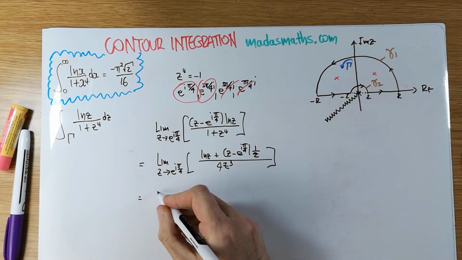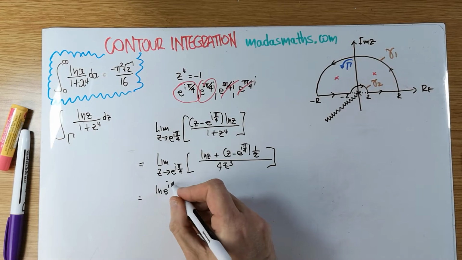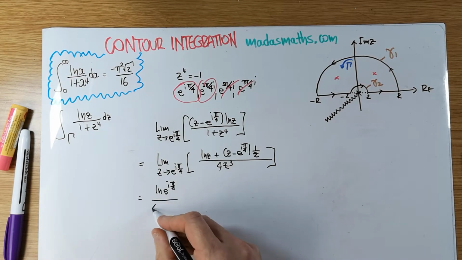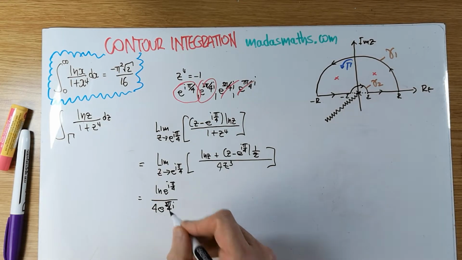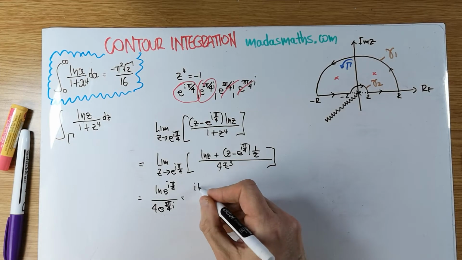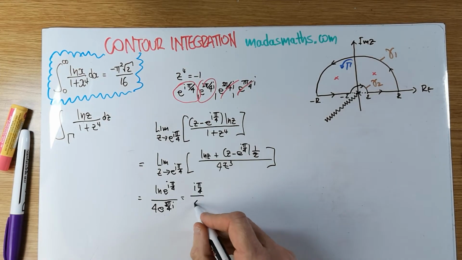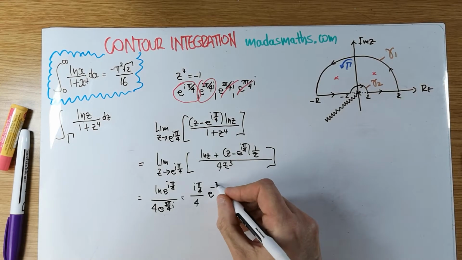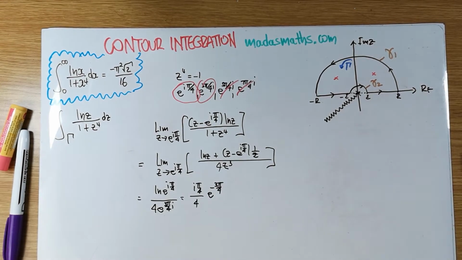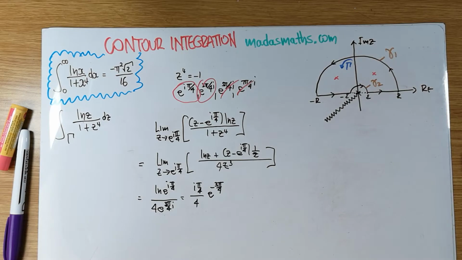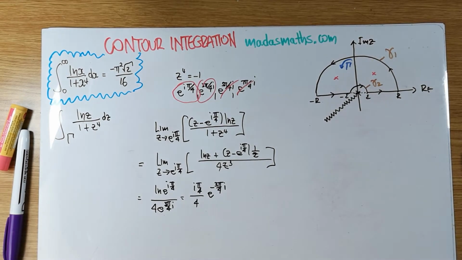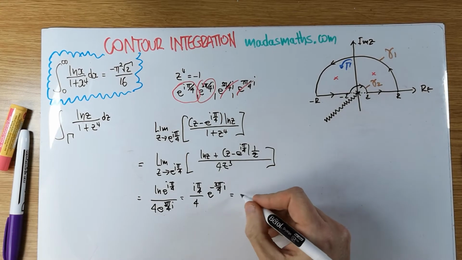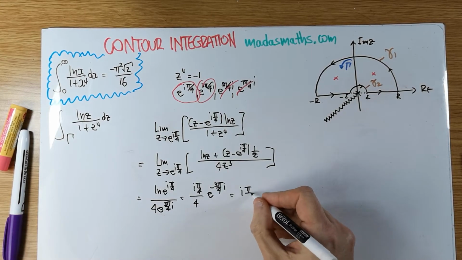we're going to get the log of e to the i pi over 4 over 4 e to the 3 pi over 4 i. It's going to be i pi over 4 on the numerator over the 4, that's this bit here, e to the minus 3 pi over 4. And what do we get from there? From there, what we're going to obtain is, oops, I missed the i there. I'm going to get i pi over 16.